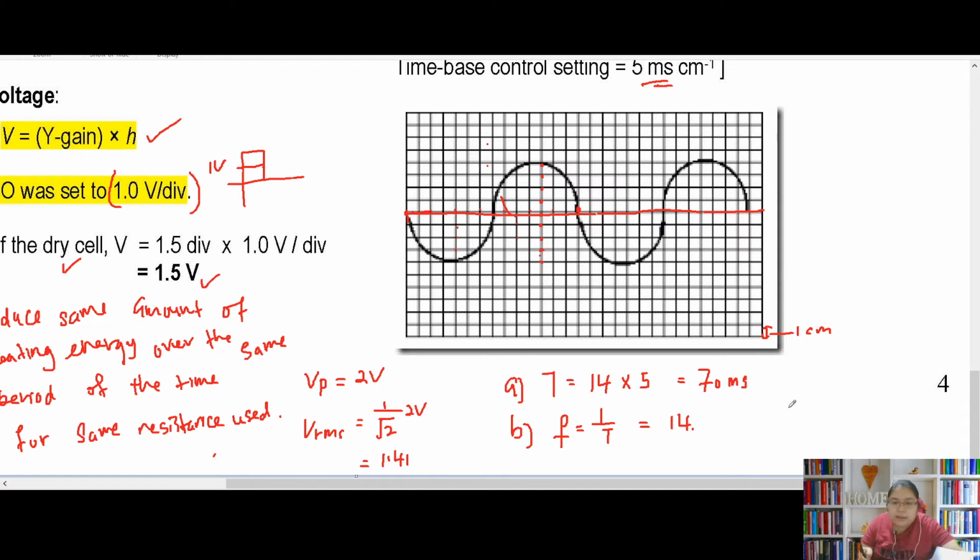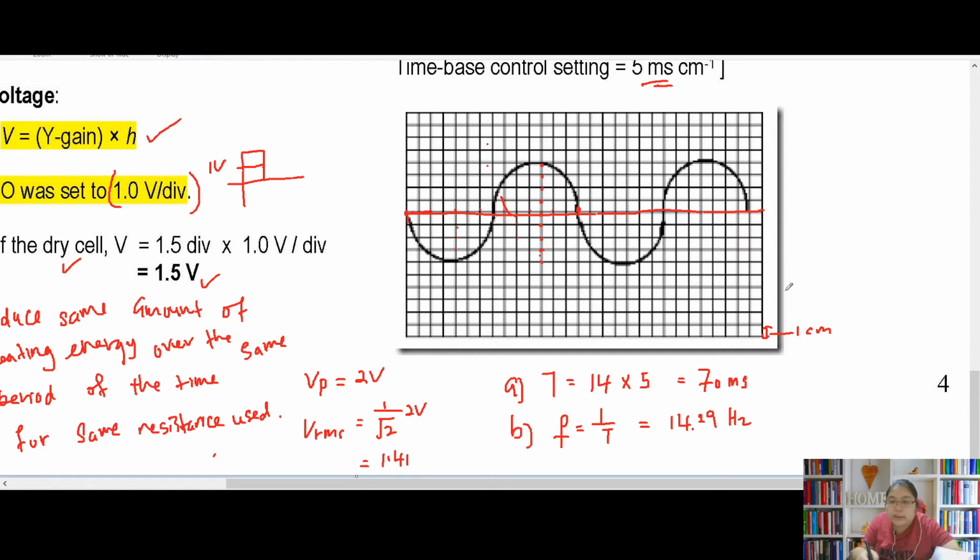14.29 seconds. Frequency in hertz, 29 hertz. Okay, then we continue with part C. They want to find the peak to peak. Peak to peak means from the top until the bottom. Just now we counted already: top is 4 boxes, down is 4 boxes.